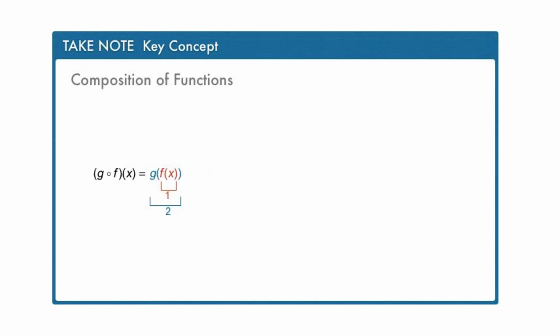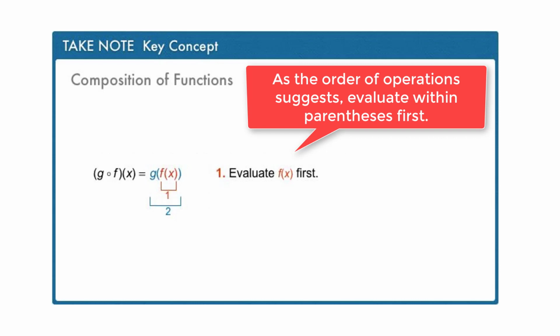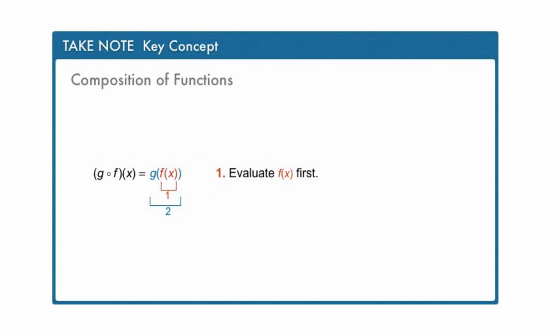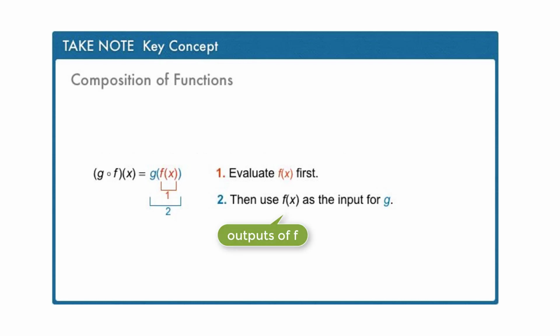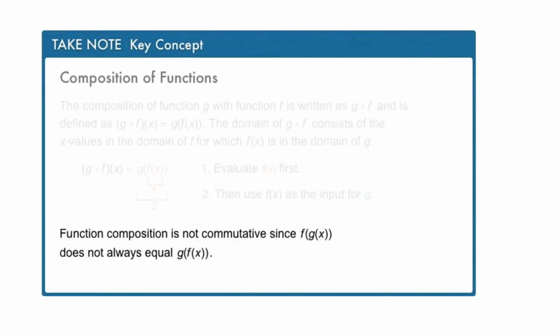The color coding here helps us to see two steps. We would evaluate f of x first. So for input values x, we evaluate them using the function f. That's step one. In step two, we then use f of x, the output value or values, as the input for the function g. Function composition is not commutative, since f of g of x does not always equal g of f of x.